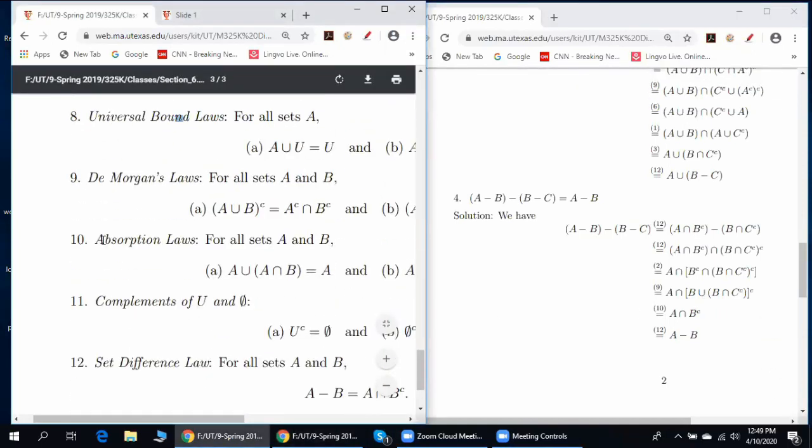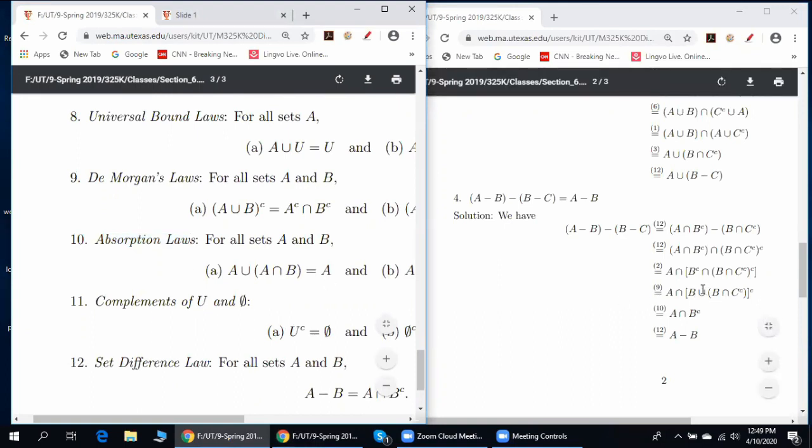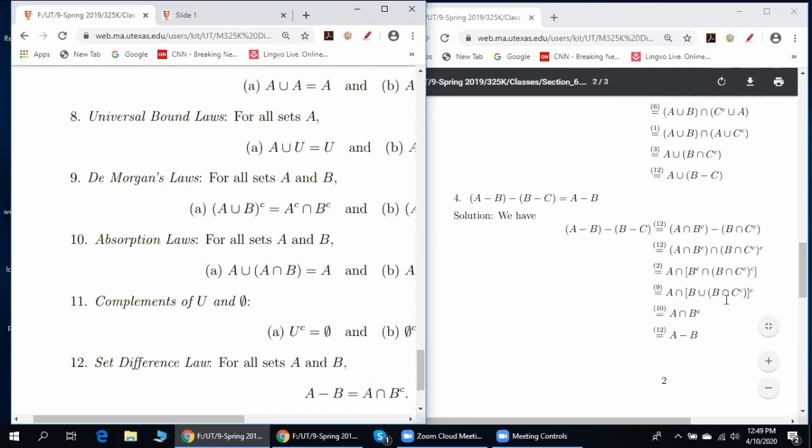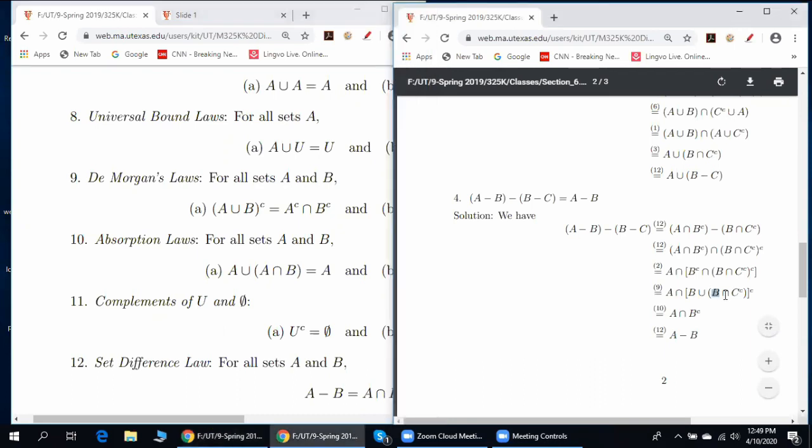And now, absorption law. If we have B union, and then in parentheses, B again, intersection or whatever, the whole thing becomes just B. And of course, we add complement. And lastly, what is written here is A minus B.